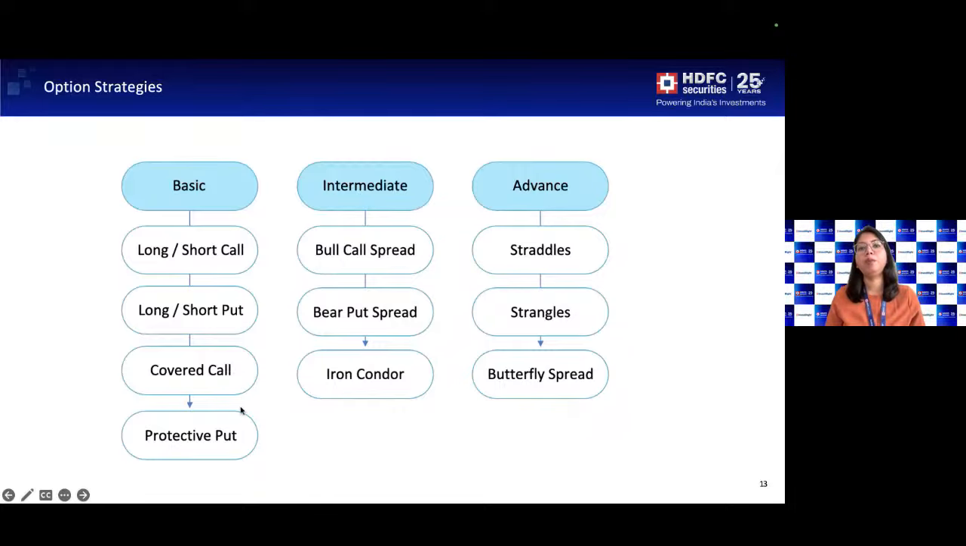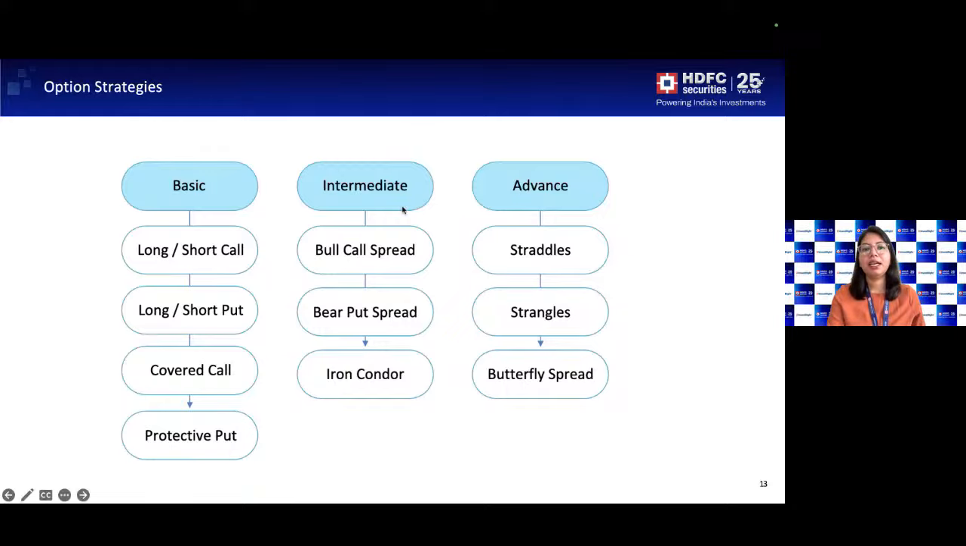Protective put: you buy a put against a stock that you have in your portfolio and you are expecting a downside. This is like insurance for your portfolio. The covered call is like trying to get something extra above your portfolio. That is why we create a covered call. These are very basic and easy strategies, one-leg strategies.